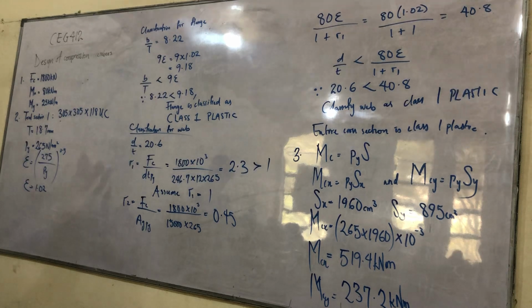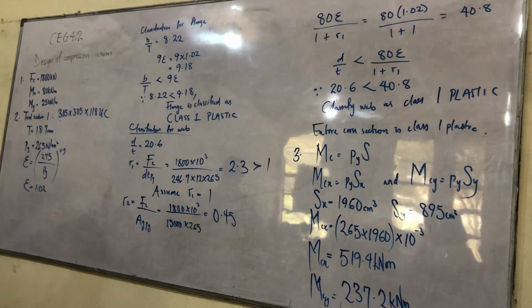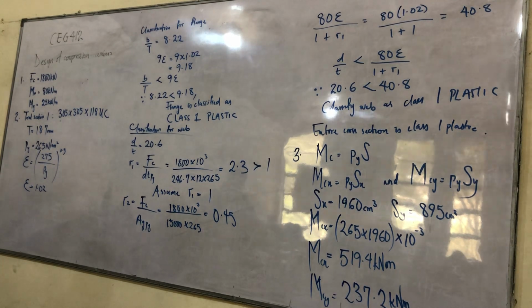Now, there is a check at this point, right? What's the check? Check it. Does it pass? Is MX greater than MCX?